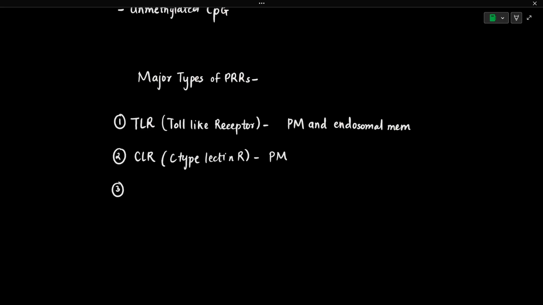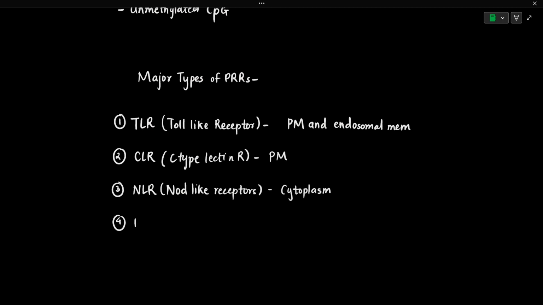Then the third type of PRR is the NOD-like receptors, the NLRs. These NOD-like receptors are present intracellularly, in the cytoplasm of the cell. They are not present on the membrane, and they identify bacterial peptidoglycan and toxins. NOD1, NOD2, and NLRP3 are all different types of NLRs. They recognize bacterial peptidoglycan and toxins.